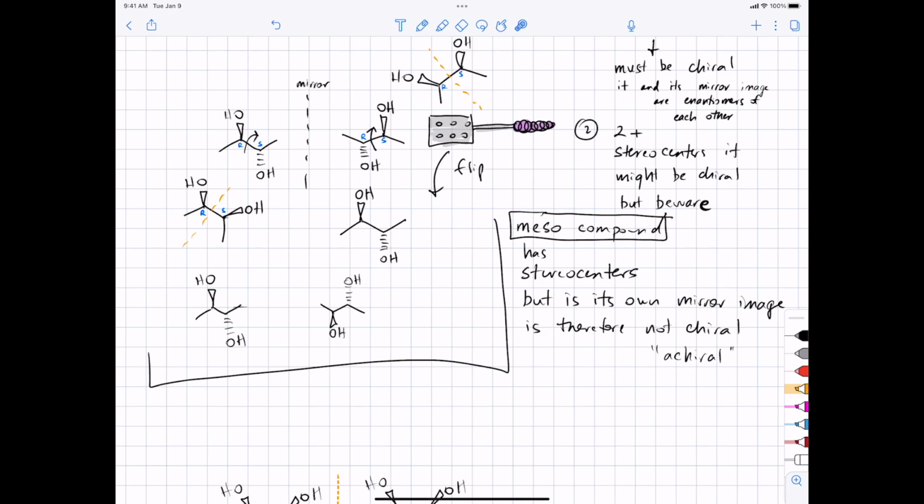Go ahead. So are we free to just rotate around any carbon-carbon bond that isn't in a double bond? That's right. You are free to rotate around any carbon-carbon sigma bond.